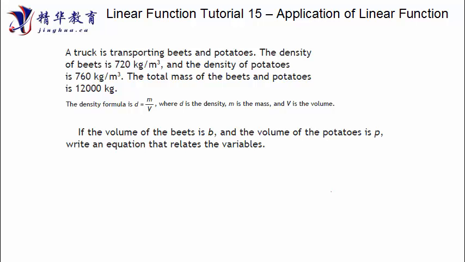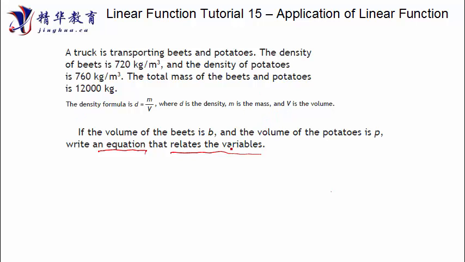All right, let's see a question here. We've got a truck transporting beet and potatoes, and the density of beet is 720, and the density of potato is 760. The total mass of beet and potato is 12,000 kilograms. We need to write an equation of a relation. So again, it's the equation of relationship.